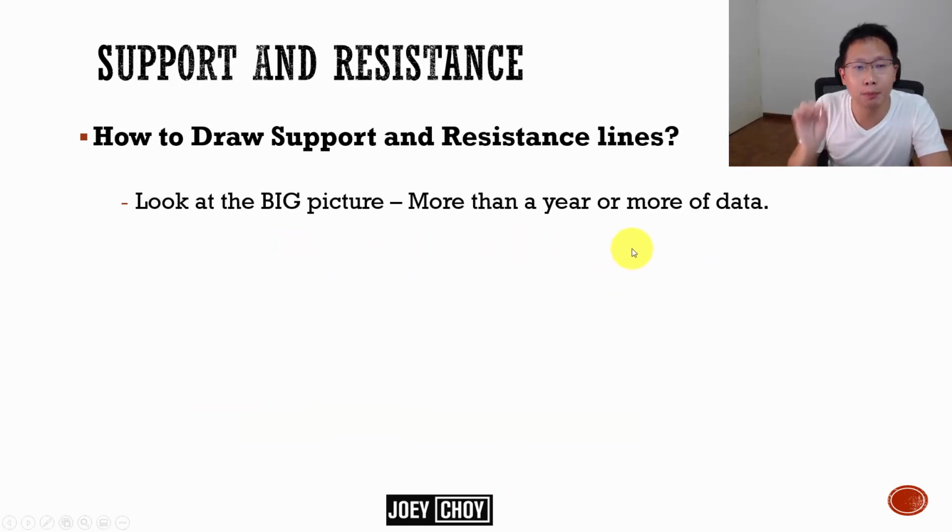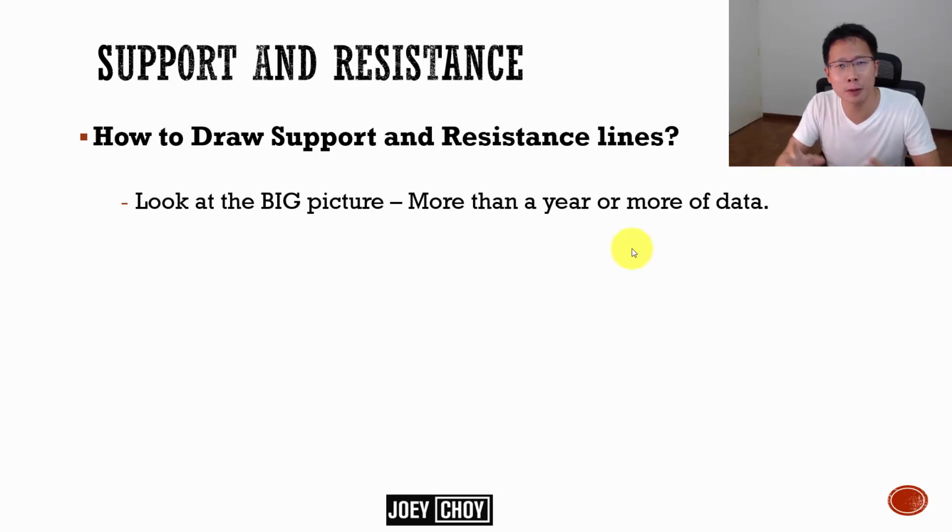We'll look at the big picture. Most people zoom in too much and look at a month or a week or a day of data, and you can't see the big picture. So what you want to do is look at the big picture, more than a year of data. Of course, guys, I'll show you exactly how to do it. We look at some live case studies.